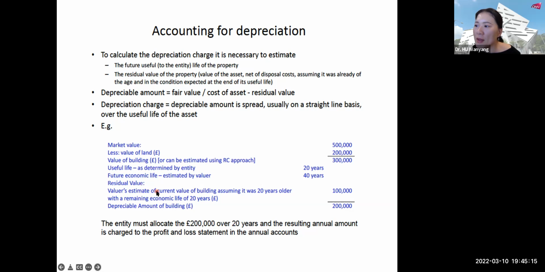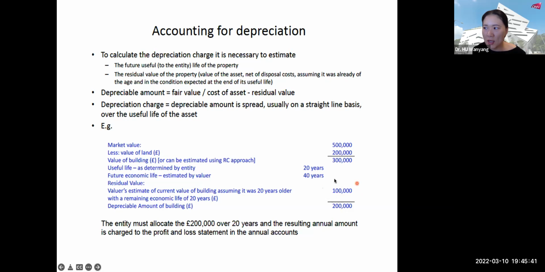Then the valuer will have some estimate of the current value of the building, assuming it was 20 years older. So we have this estimated current value, with a remaining economic life of 20 years. This is the residual value.